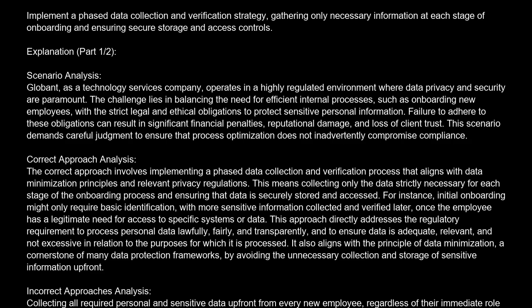This approach directly addresses the regulatory requirement to process personal data lawfully, fairly, and transparently, and to ensure data is adequate, relevant, and not excessive in relation to the purposes for which it is processed. It also aligns with the principle of data minimization, a cornerstone of many data protection frameworks, by avoiding the unnecessary collection and storage of sensitive information upfront.